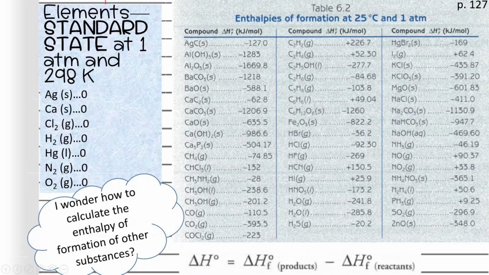Here's our lovely equation. So the enthalpy change equals the enthalpy of formation of the products. Delta H equals the enthalpy of formation of the products minus the enthalpy of formation of the reactants.